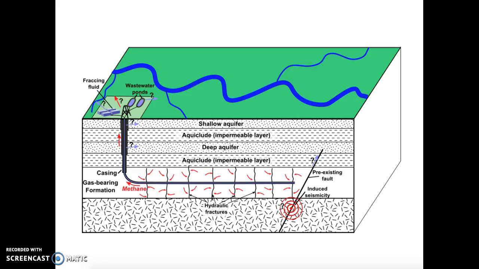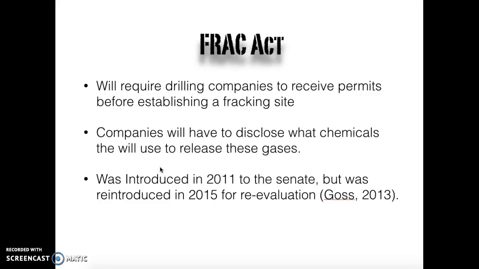Now, we're running out of time, and I just wanted to show you guys more of where faults exist within the shale rocks, and right around here is where they exist. And how can we stop this? There's something called the Frack Act. This act will require drilling companies to receive permits before establishing fracking sites, and companies will have to disclose what chemicals they will use to release these gases.